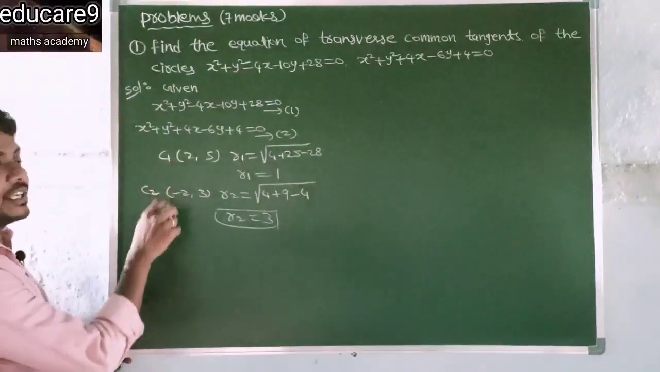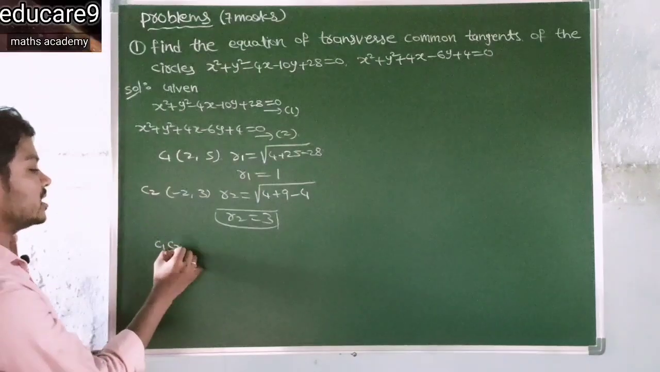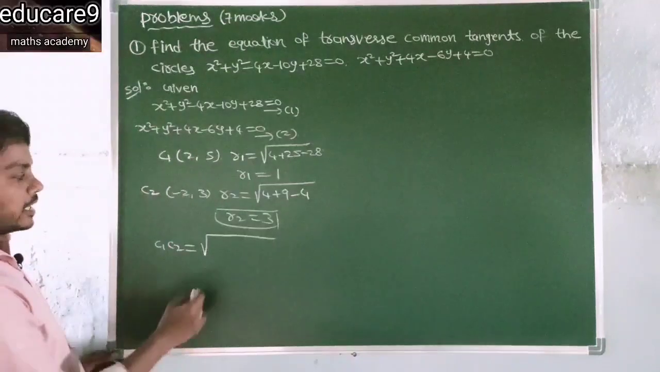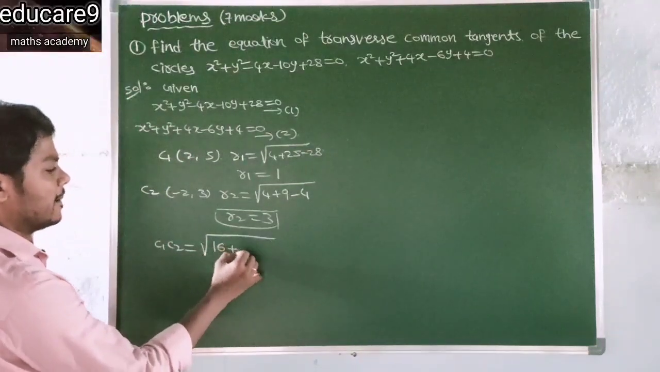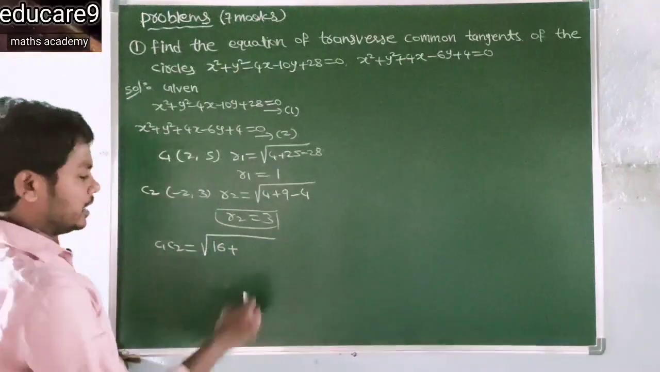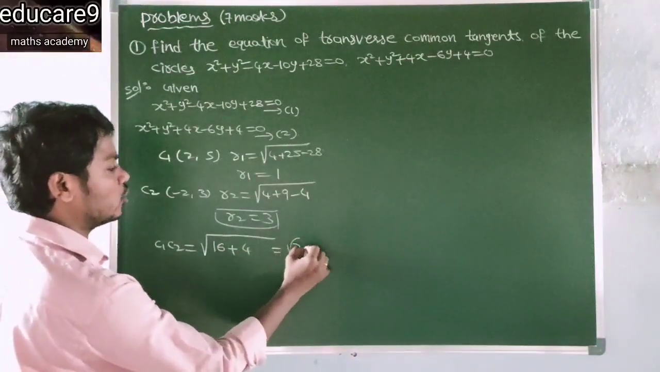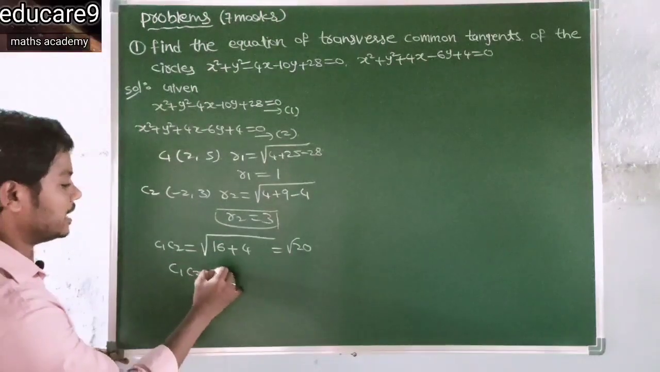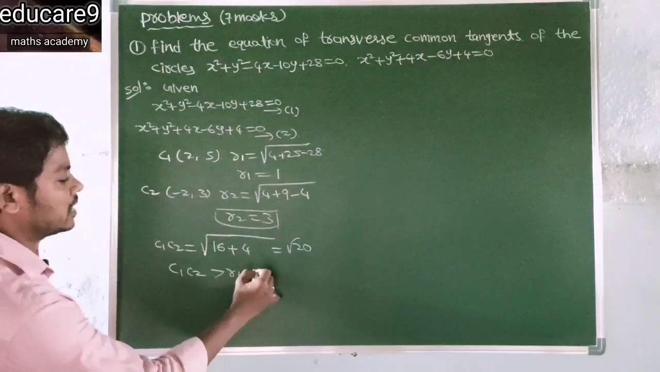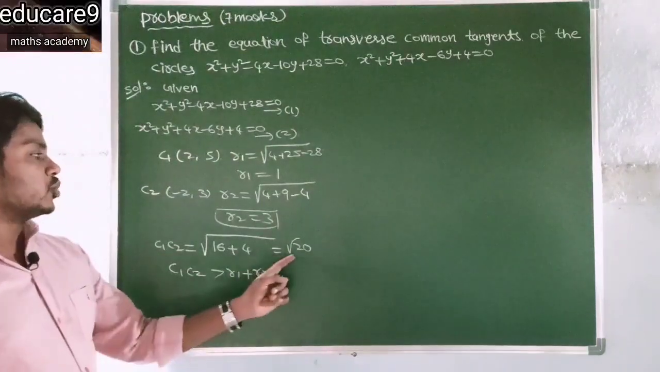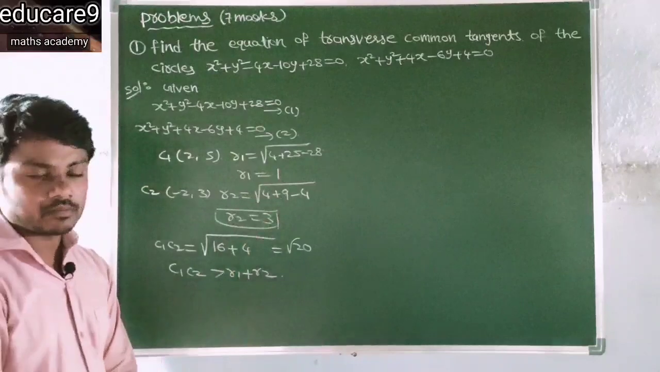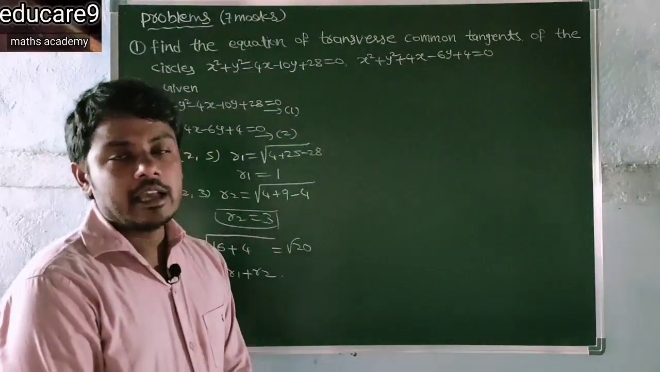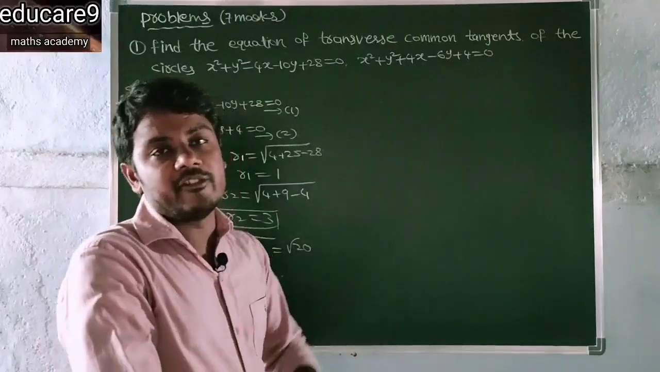Now find the C1C2 distance. So C1C2 is what? Square root of (2 plus 2) whole square, that is 16, plus (5 minus 3) whole square, that is 4. Clearly root 20. Therefore C1C2 is greater than R1 plus R2. See here, C1C2 is root 20 and R1 plus R2 is 4. So clearly in this case the circles do not intersect, and one circle lies away from the other.